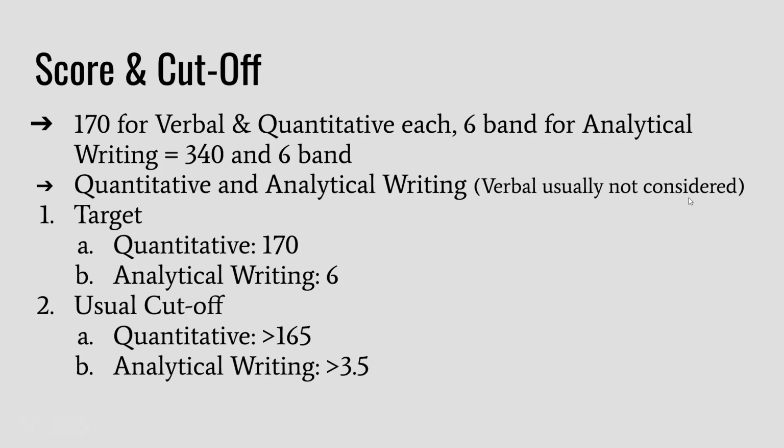Usually, verbal scores are not considered for universities. For English proficiency, they will take your TOEFL or IELTS score. For the usual cutoff at top universities, the top 50 to 70 based on QS ranking or US News ranking, they will not even consider your application if your quantitative score is less than 165. Only above 165 is competitive enough to get into such highly ranked universities. For analytical writing, the usual cutoff is 3.5 out of 6. Verbal scores will usually not be considered.